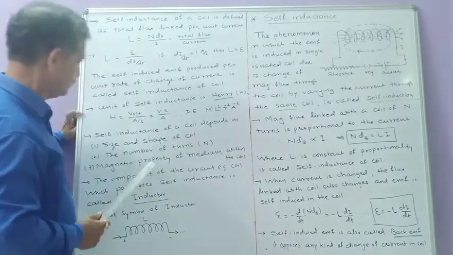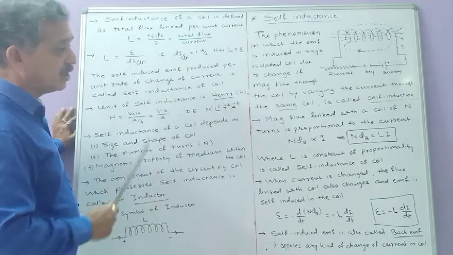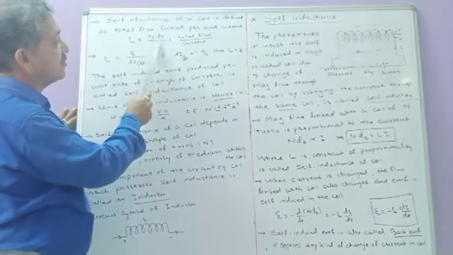Now this self-inductance of a coil depends on what? According to this formula, L is equal to N phi B upon I.